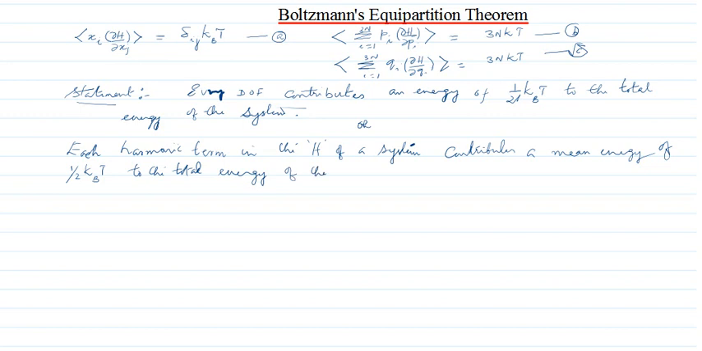Okay, so now in simple mathematical language we can write the mean or average energy of the system, represented by the expectation value of the Hamiltonian, that is equal to half f kBT, or f into half kBT, where f is the number of degrees of freedom of the system. So this is the way in which you can state Boltzmann's theorem. Now we will try to prove Boltzmann's equipartition theorem using the equations B and C that I have already written there. So let's see how.